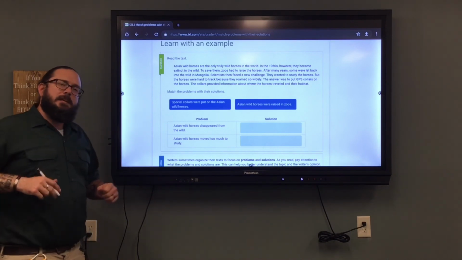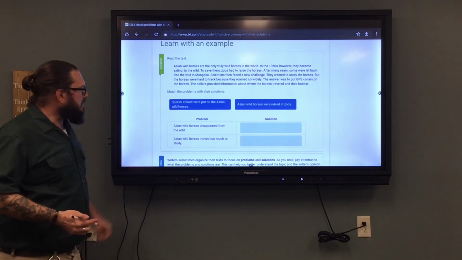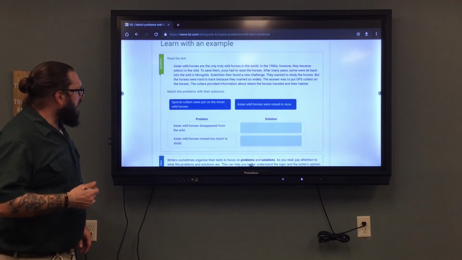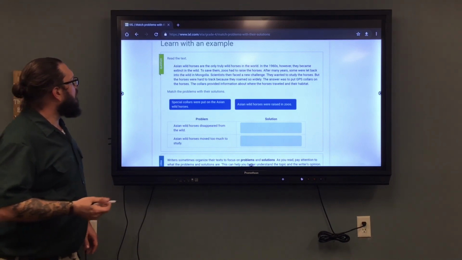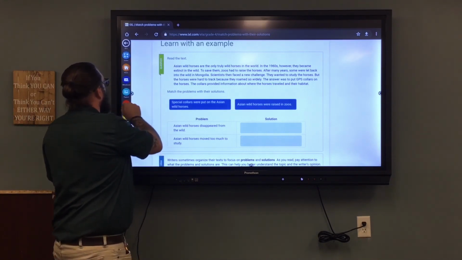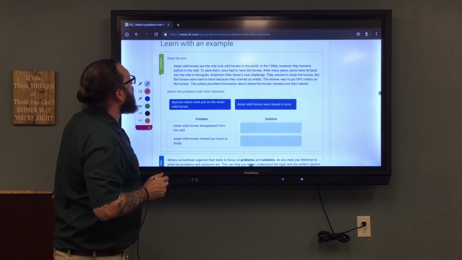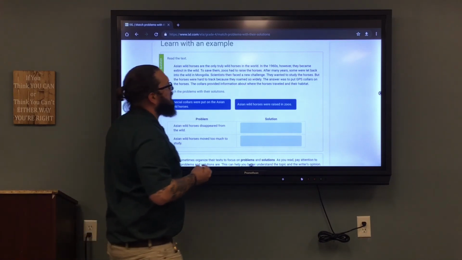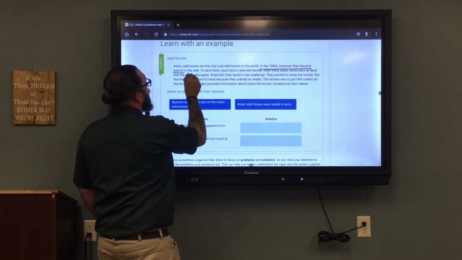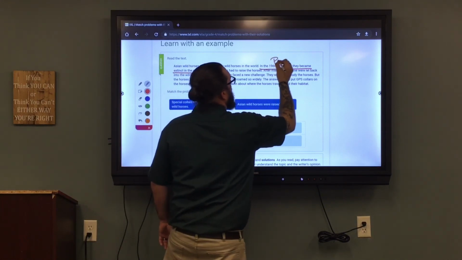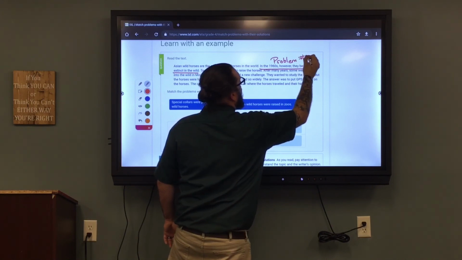So let's see if we can identify the two problems that are given in the passage. First, our problem is that Asian wild horses disappeared from the wild. So in our passage, the second sentence states, in the 1960s, they became extinct in the wild. So here we see our problem. So we're going to say that's problem number one.